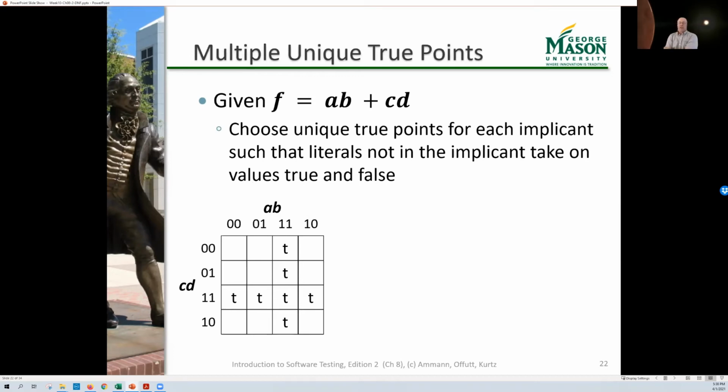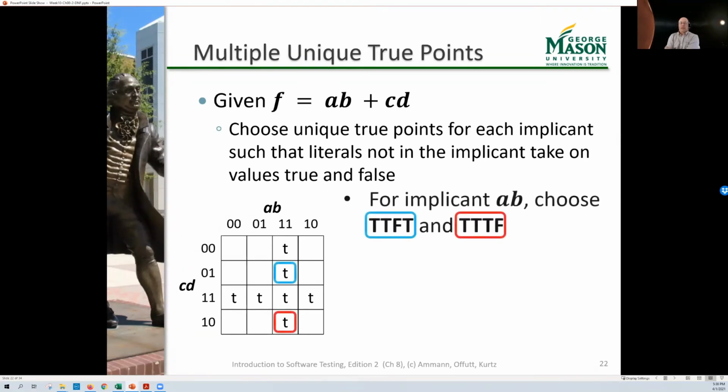So we want to choose unique true points for each implicant so that the clauses or the literals that aren't in that implicant take on values true and false. If we look first at implicant AB, we want to find unique true points for AB such that literals that aren't in AB, which means C and D, take on values that are true and false. So we could pick these two cells. We could pick this unique true point where C is false and D is true, and this unique true point where C is true and D is false. So we've satisfied MUTP for AB because we picked unique true points for AB, and the literals that aren't in AB, namely C and D, appear in both true and false values.